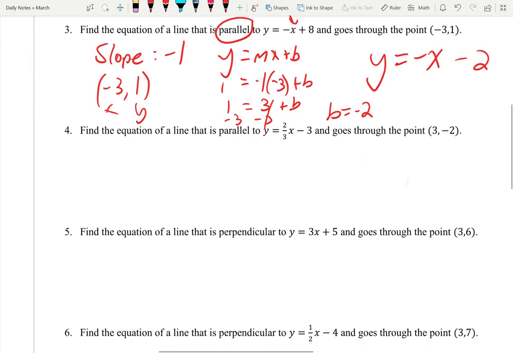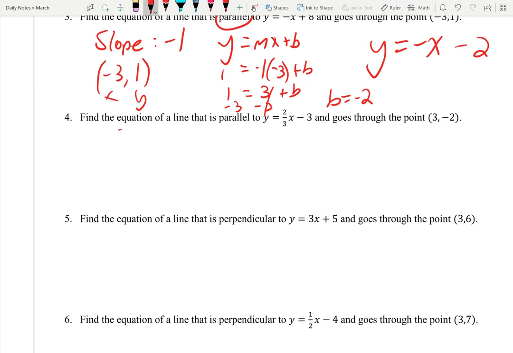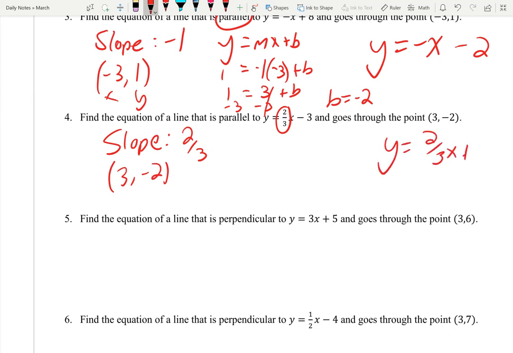All right, number 4. So last parallel line one. So again, parallel lines are easy because the slope is just copy and paste. So parallel to this line is going to have a slope of 2/3. The point that we need to go through is 3, negative 2. And so remember, I already know my answer, y equals 2/3 x plus b. Like I said, I know the slope's 2/3. I just have to figure out what the b value is.